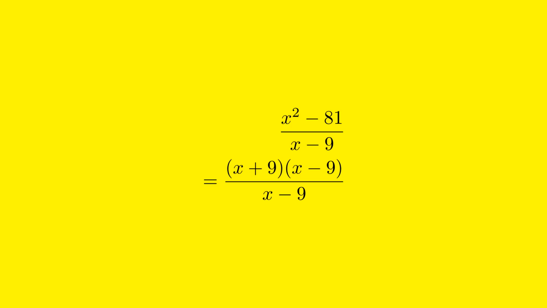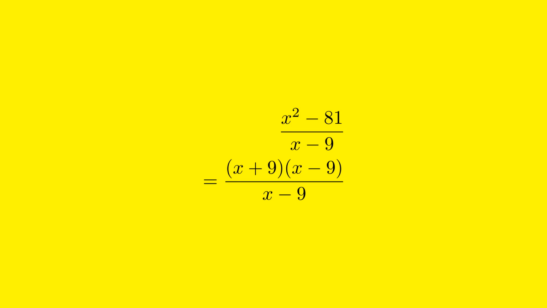Step 1. Identify the numerator and the denominator of the given rational expression. Here, the numerator is x squared minus 81, and the denominator is x minus 9. To simplify the expression, start by factoring the numerator.